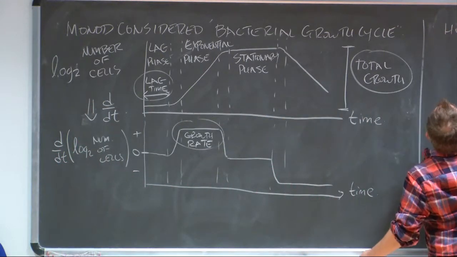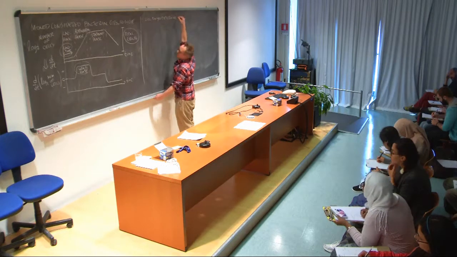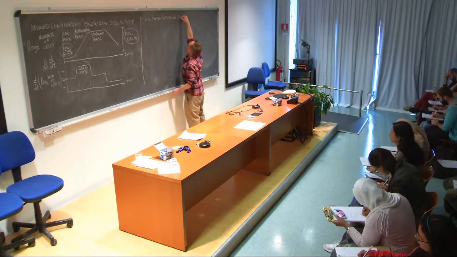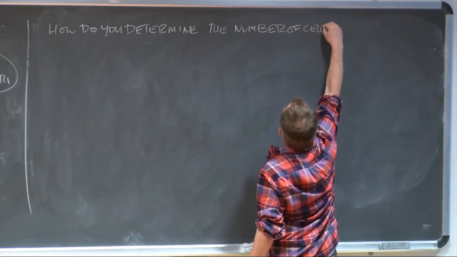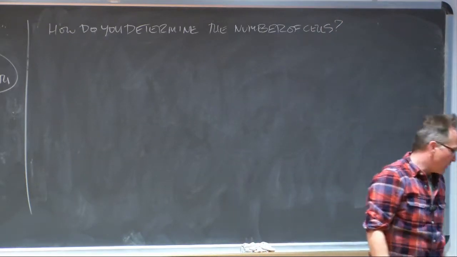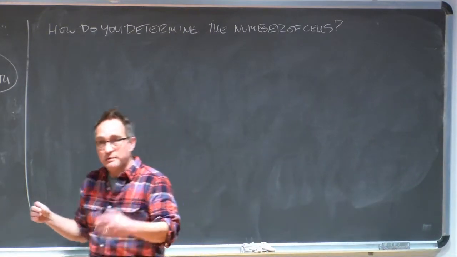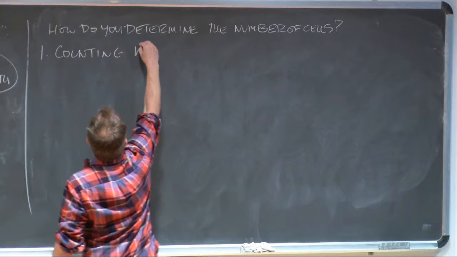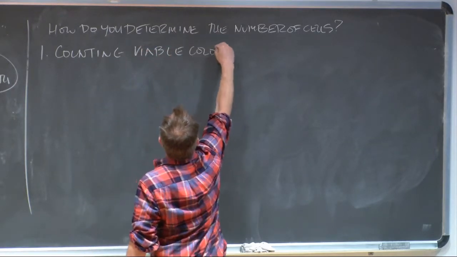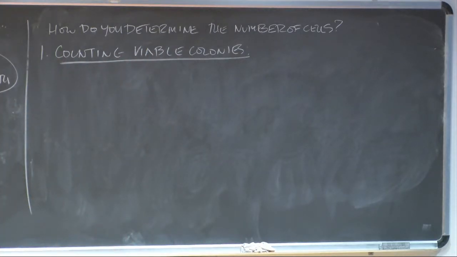How do you measure? You determine the number of cells. All right. And so there are two ways of doing this. The way that is perhaps the most proper is counting viable colonies. So this is the most laborious, but it tells you really what you're looking at.